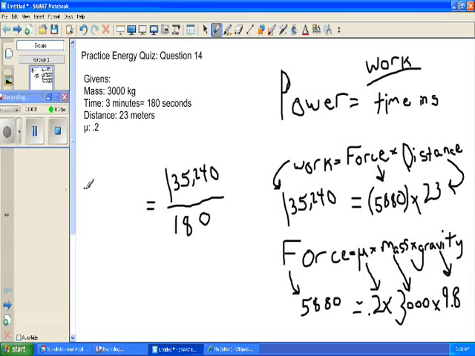Hey, what's the answer to this one? The what? This problem. Can you go check on the board? The answer to the problem is 751.3. Yeah. 751.3.